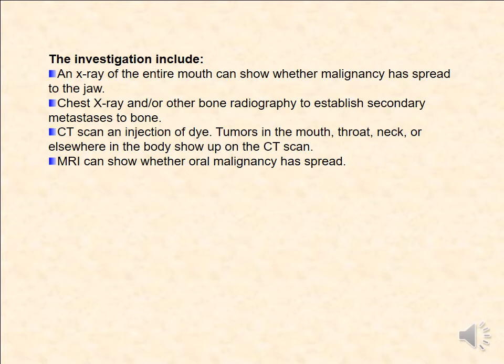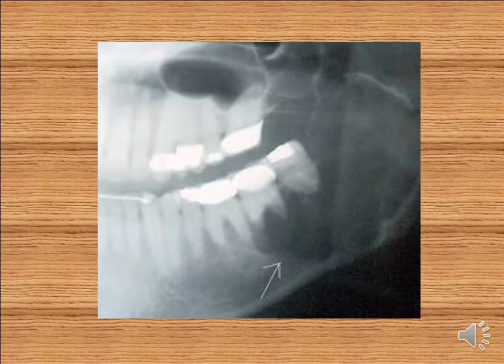Magnetic resonance imaging can show whether oral malignancy has spread or metastasized to the soft tissue. This figure shows a central squamous cell carcinoma of the bone beneath the second and third molar, extending to the retromolar area and to the ramus, with a very big radiolucency.